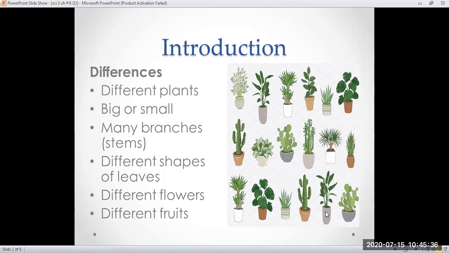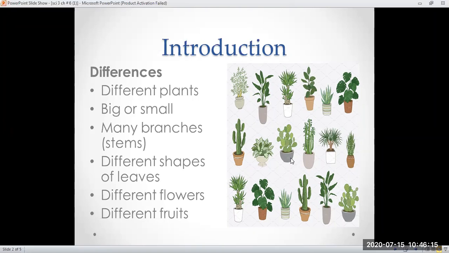We can see in this picture that each and every plant's leaf is different from one another, and they are all different in size as well. Some are big, some are very small, as visible on your screen. Similarly, we cannot get the same flower from every plant. There are many different flowers in the world, and we eat a lot of different fruits and vegetables that we get from these plants. So these are all the basic differences of plants.